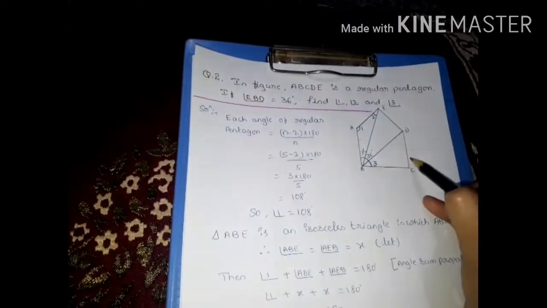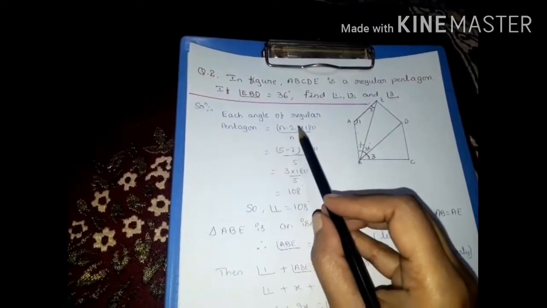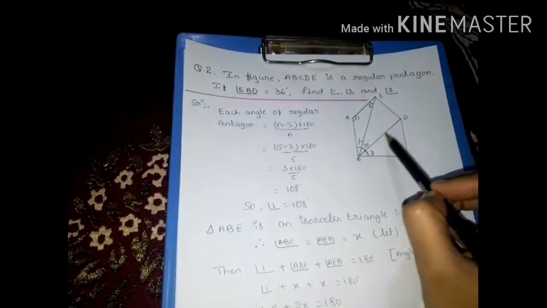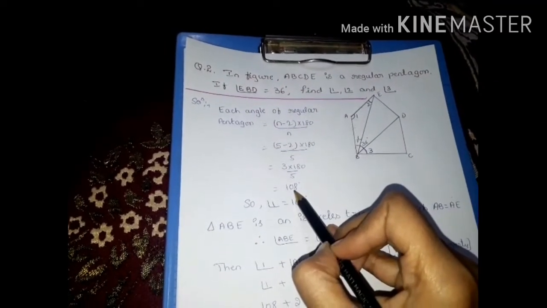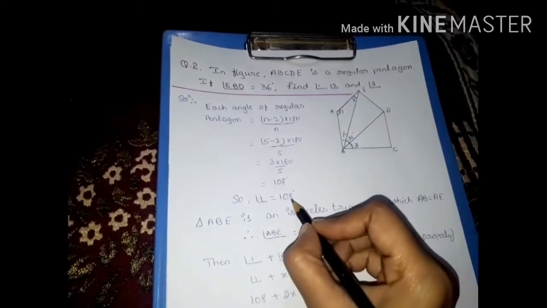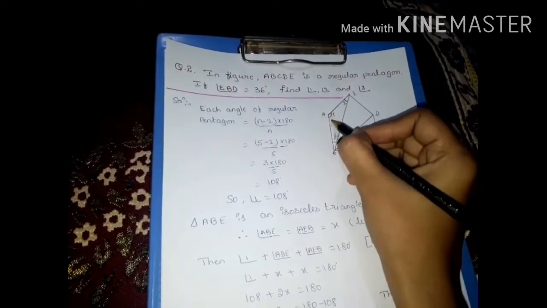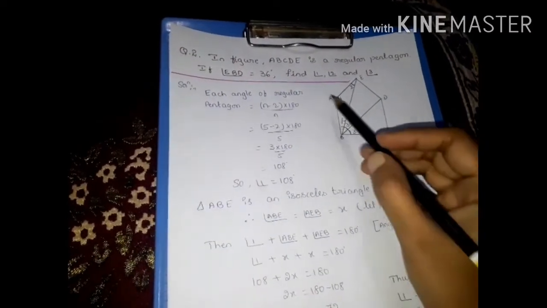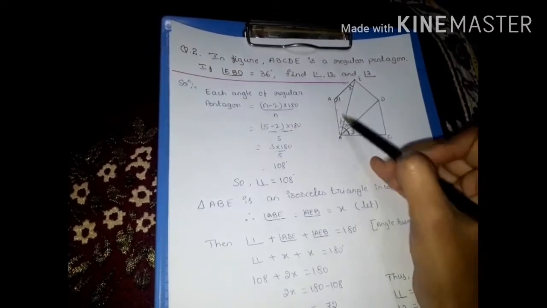First step, find each angle of a regular pentagon using the formula. Already we know the formula: (n minus 2) into 180 divided by n, where n is 5 because they have given a regular pentagon. Then how much will each angle be? 108. Then we can consider angle 1 measures 108 degrees because they asked to find angle 1. Angle 1 is 108 degrees, we got. Later, consider triangle ABE. To find angle 2, we have to consider triangle ABE.